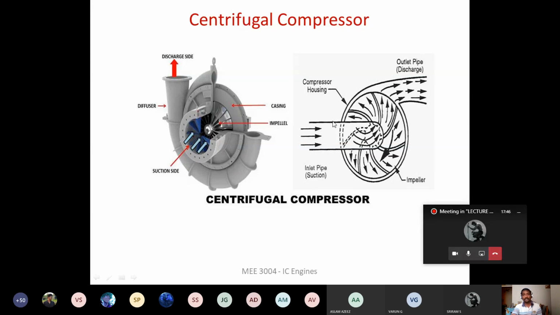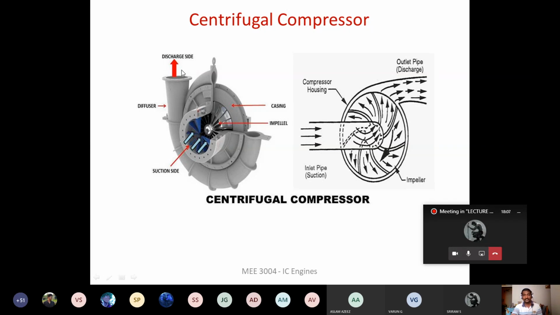And if we allow the fluid to come out with the help of a diffuser, here there is a diffuser. In the case of a diffuser, what will happen? Kinetic energy will be converted into pressure energy. Our objective is to increase the pressure of the fluid. We want to increase the pressure of the fluid. So we have this diffuser section.